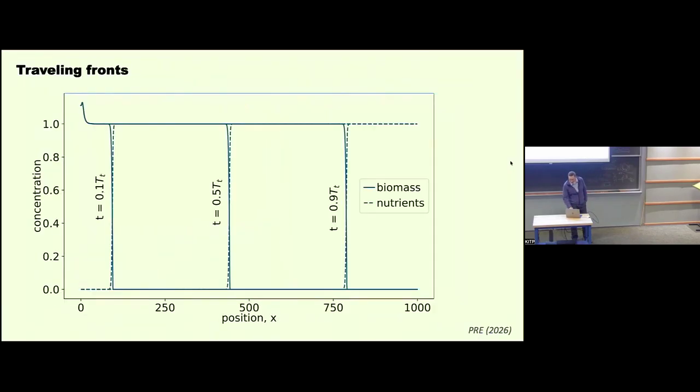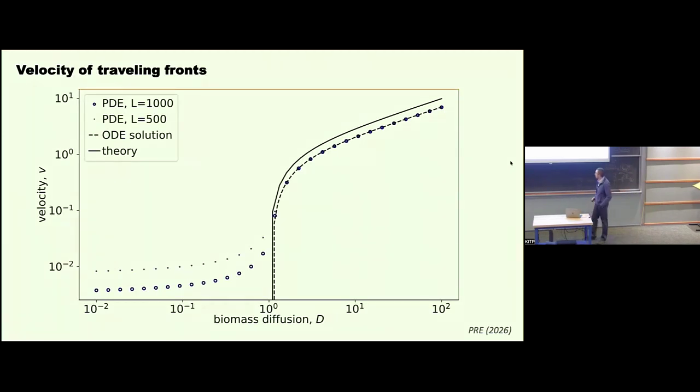So let's start with the traveling fronts, with the constant velocity. Again, nothing weird. We have the biomass profile, which is very sharp. The nutrient profile has about the same width, and they follow each other at the same velocity. You can measure the velocity as a function of that biomass parameter.